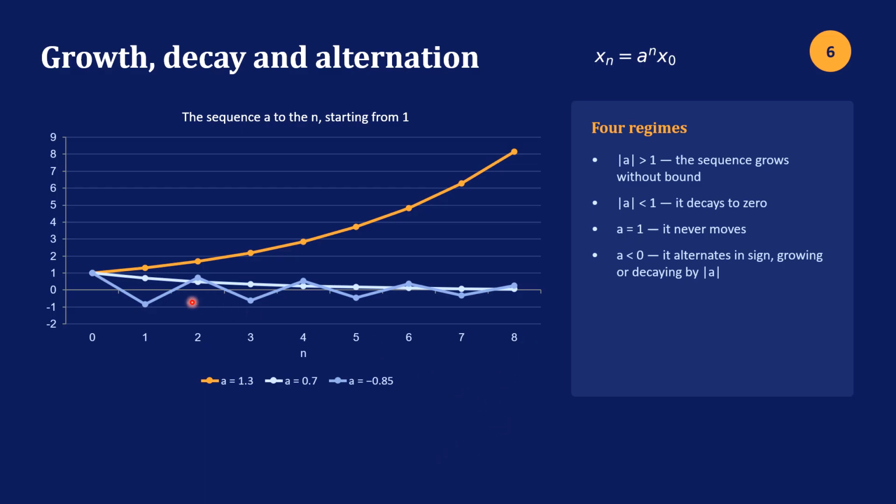Then the other case would be if a is less than minus 1, then it would oscillate, but it would keep getting wider and wider. So they all start here, but then you would go down and up, and I didn't draw it here, but it would just keep getting wider and wider. So it would go off to plus and minus infinity as n gets larger.